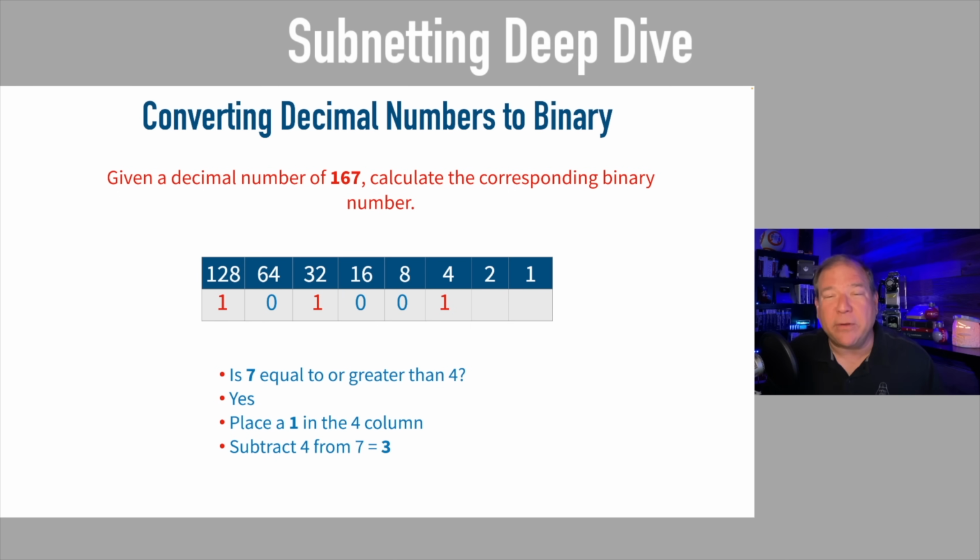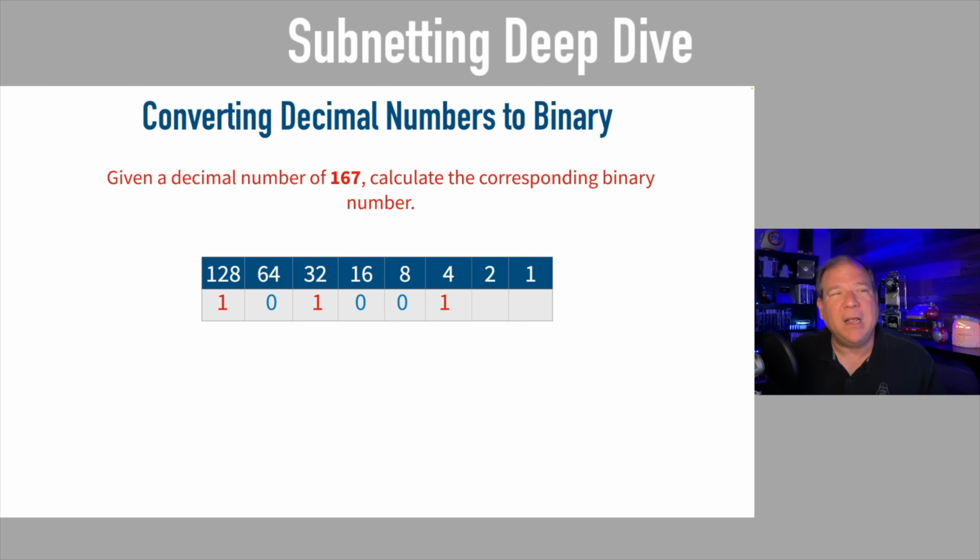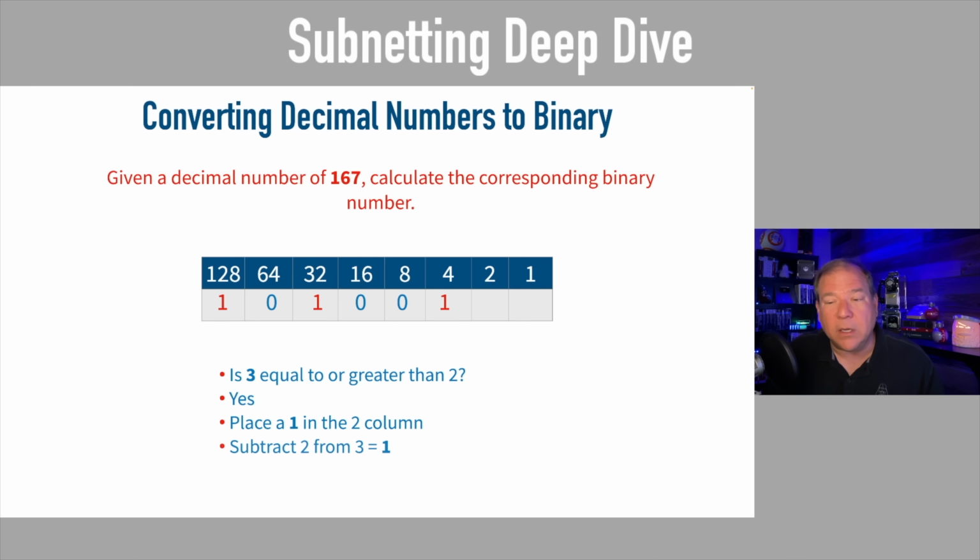Is 3 greater than or equal to 2? It sure is. And because 3 is greater than or equal to 2, we're going to put a 1 in that column. We're going to find the difference. And the difference is 3 minus 2 is 1. So now we're dealing with a 1. And we go to our final column.